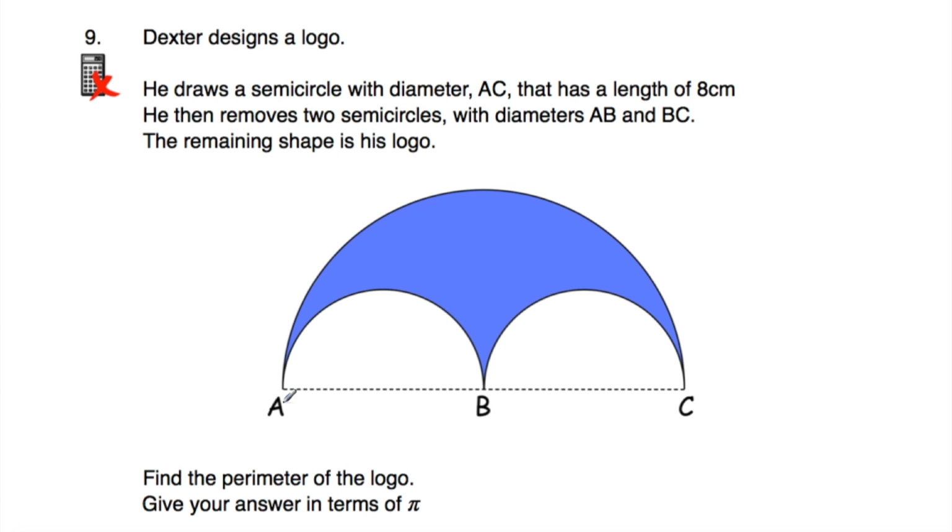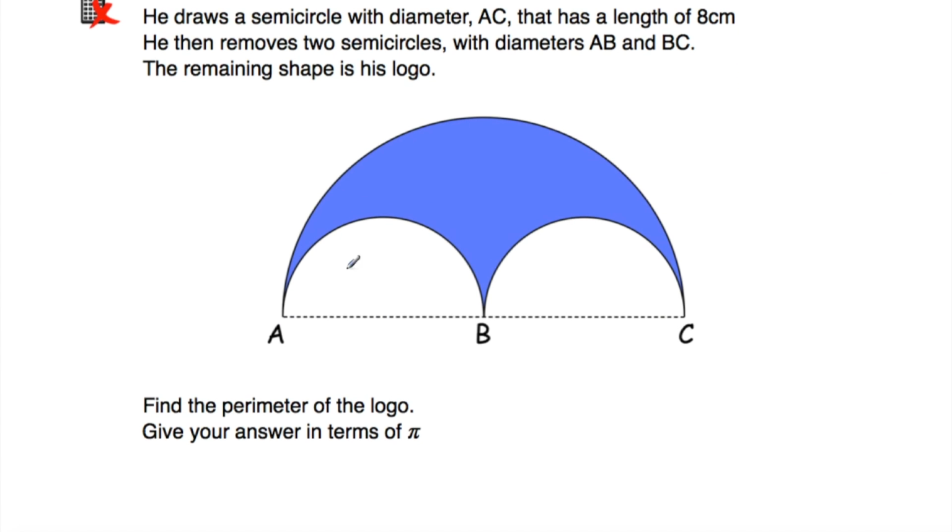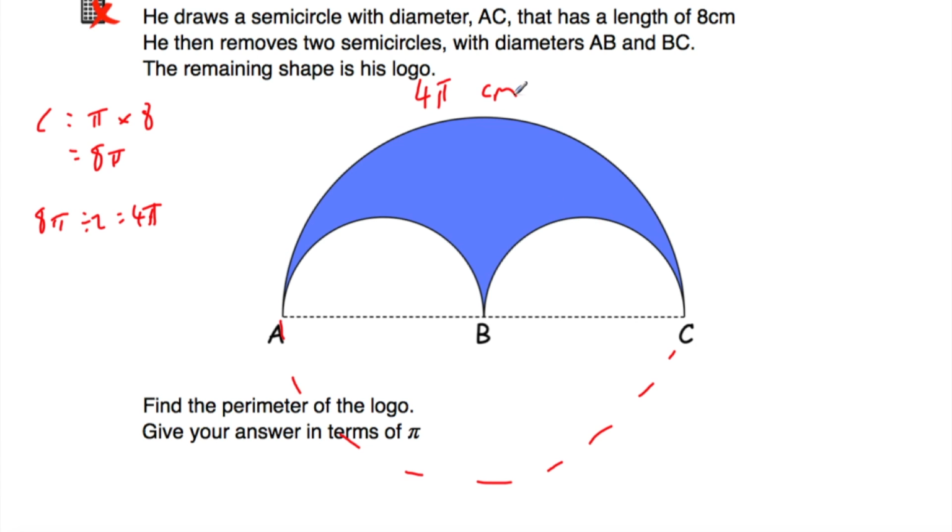The length of AC is 8 centimeters. So let's turn this into a whole circle with a diameter of 8 centimeters. If we do pi times 8, that'll be the circumference of the whole circle, and if we divide it by 2, that'll be the length of this arc. So the circumference is equal to pi times diameter, which is 8. So pi times 8 is 8 pi. We then halve it to find the length of this arc. 8 pi divided by 2 is equal to 4 pi. So the length of this arc from A to C is 4 pi centimeters.